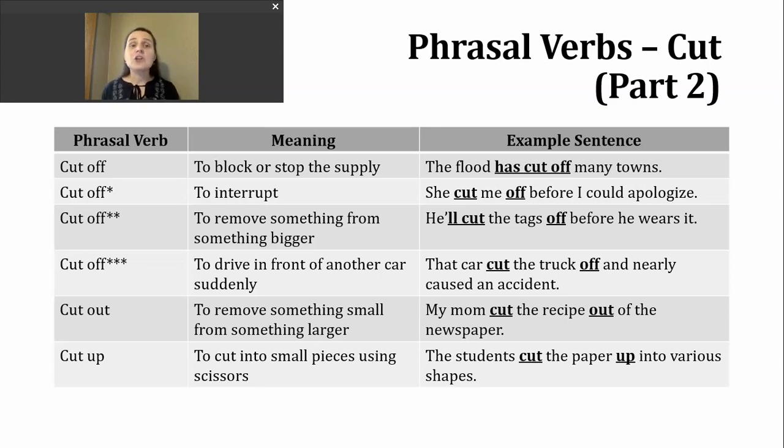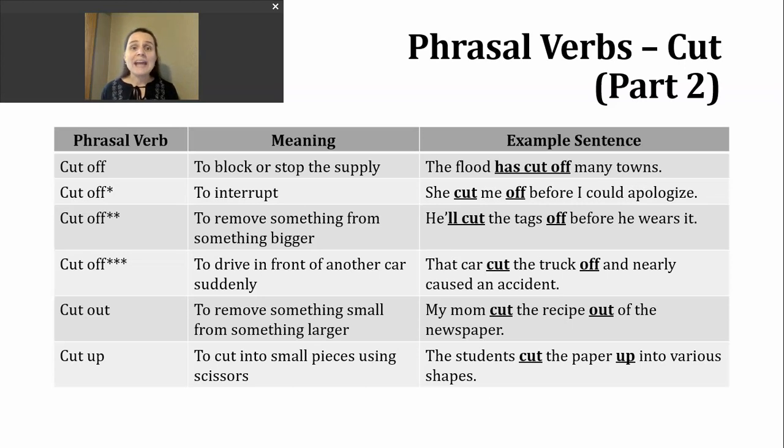Cut off could also mean to interrupt. Here's an example of that. She cut me off before I could apologize. So here, I was interrupted before I could say I'm sorry.